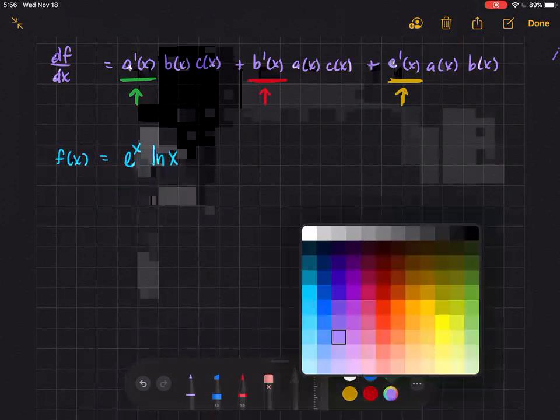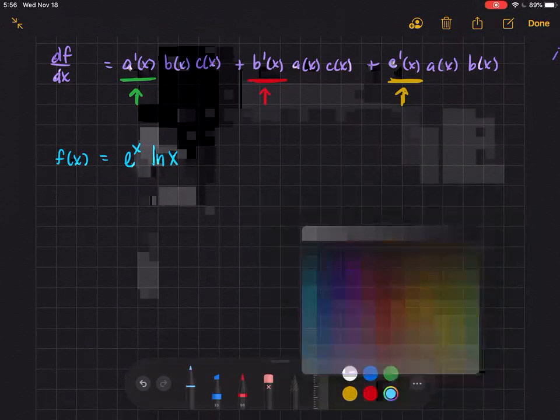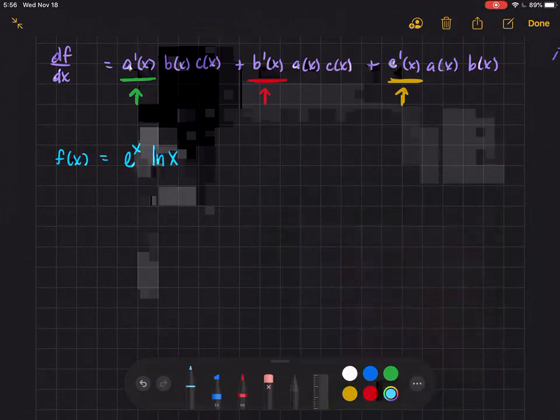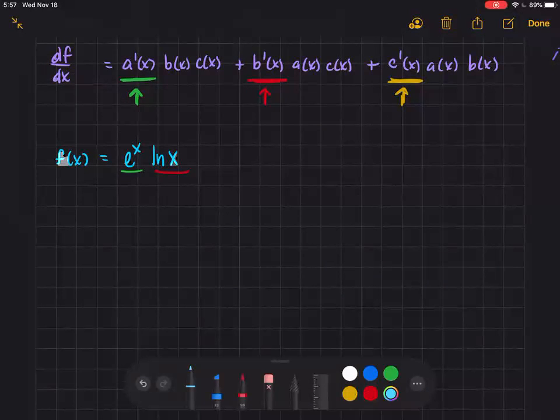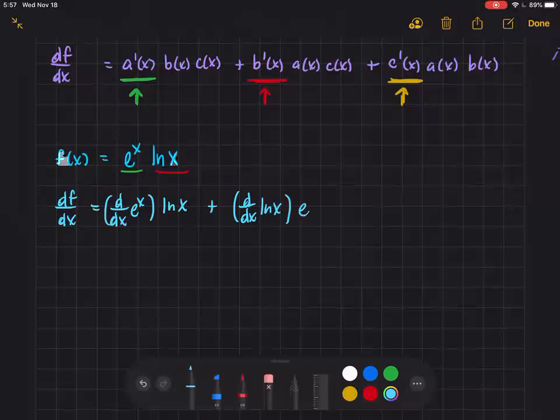So I've got f of x equals ln of x times e to the x, or e to the x times ln of x. Doesn't really matter because of commutative property. So what I'm going to do is, first I've got e to the x, I've got ln of x. So now f of x is the product of these two functions. So df dx is going to equal the derivative d dx of e to the x times the original ln of x plus the derivative of ln of x, d dx ln x, times the original e to the x.